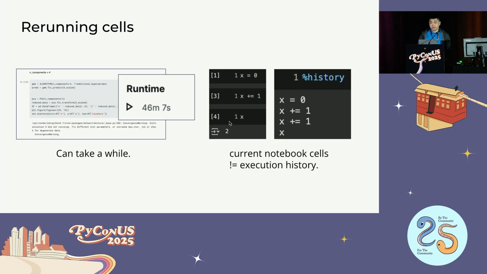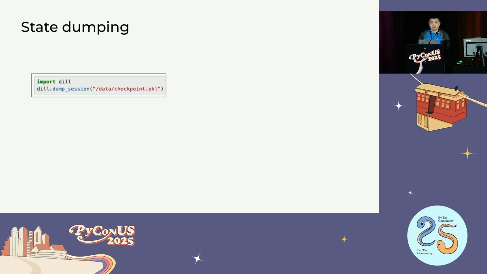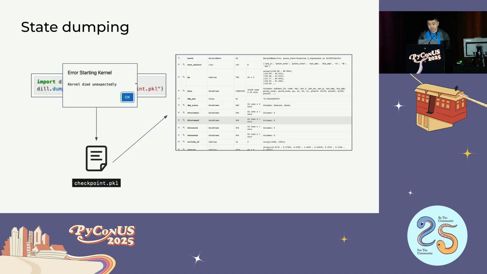Instead of rerunning cells, some users have also experimented with dumping the entire state using a tool like, for example, Pickle or Dill. Dill has a very convenient function called dump_session. I think it was renamed to dump_module, which basically serializes your entire session state to disk into a Pickle file. If your kernel does crash, you can load that Pickle file to get all of your variables back.